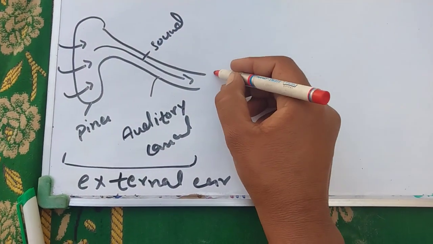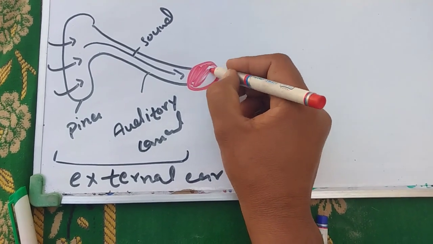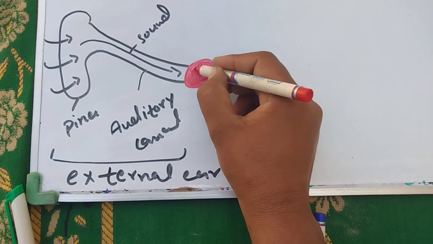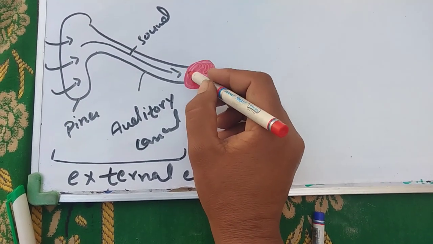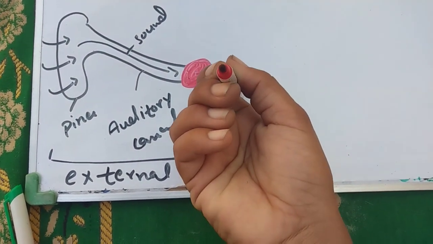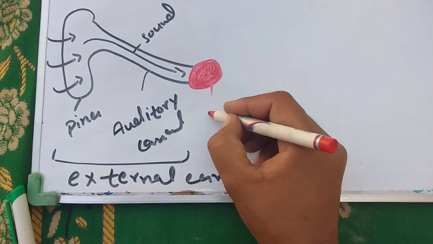The auditory canal is attached to the eardrum. The eardrum is a thin layer without any hole. When sound reaches the eardrum, the eardrum starts to vibrate. So the eardrum has the ability to vibrate.